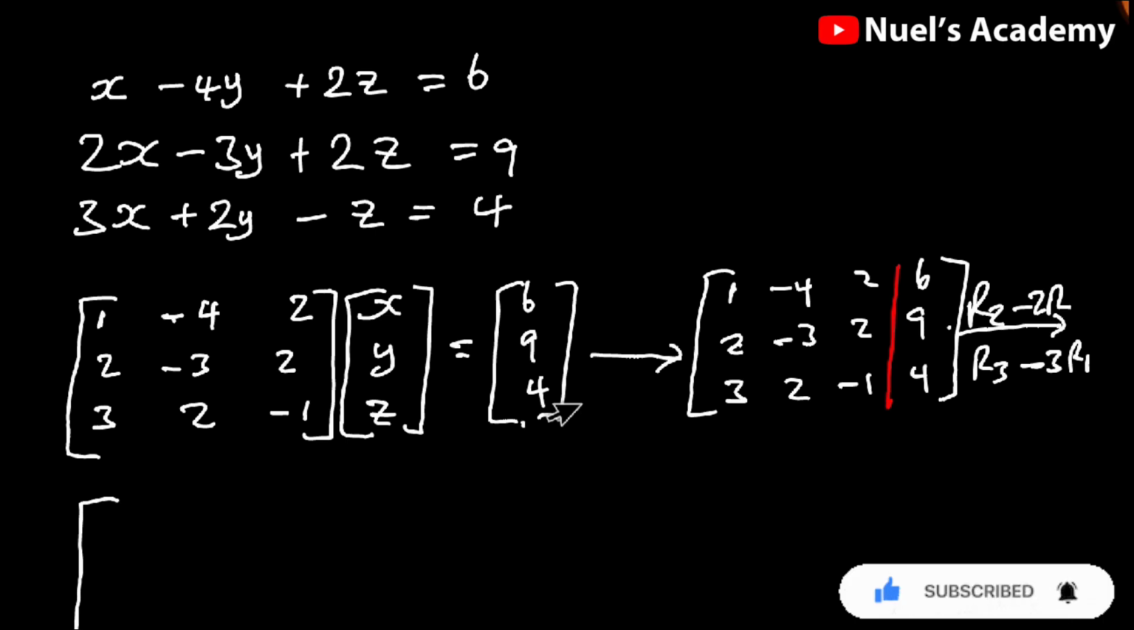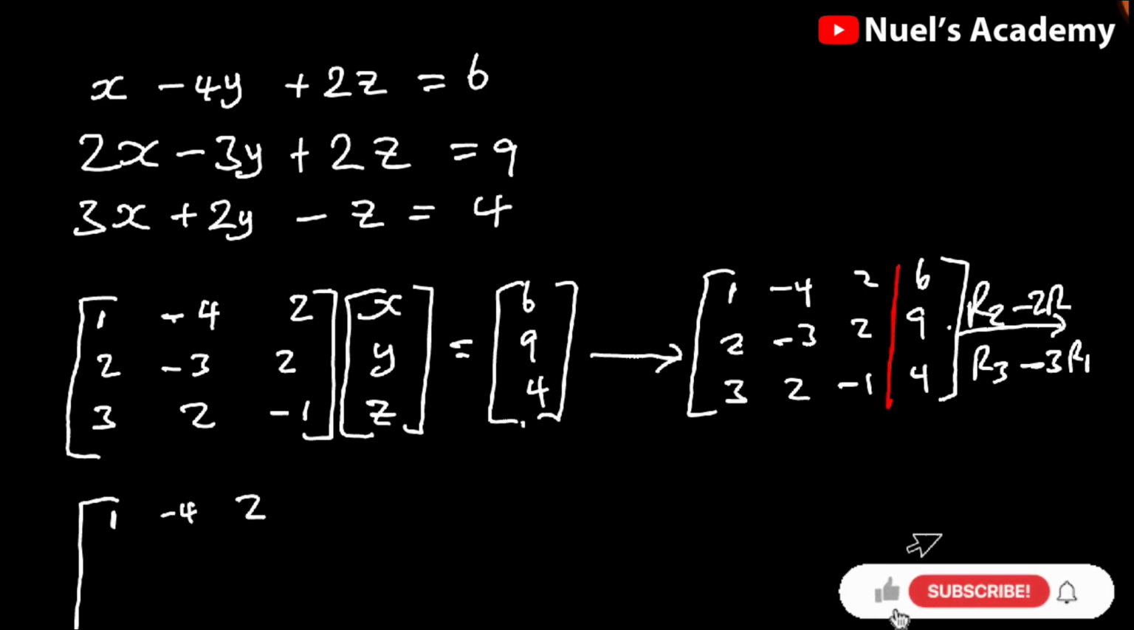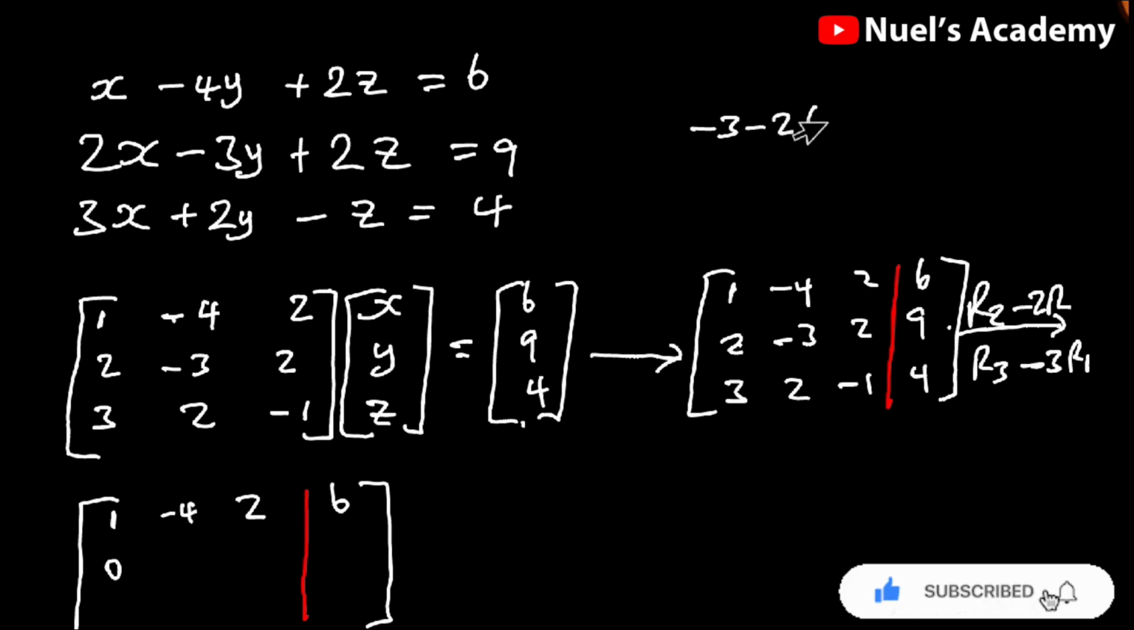So our row 1 did not change. So I have 1, -4, 2, and then 6. Now for this second row, we have row 2 minus 2 row 1, which is 2 minus 2 times 1, which is 2 minus 2. This will give us 0. And for this second element here, we have -3 minus 2 times -4, right? So I have -3. Minus times minus is plus. 2 times 4 is 8. So 8 minus 3 is equal to 5. So we're going to have 5 here.